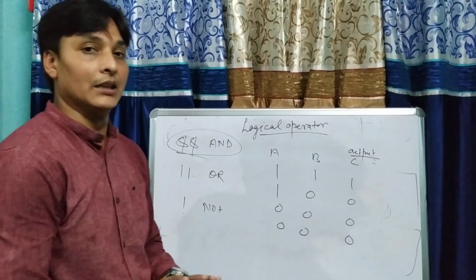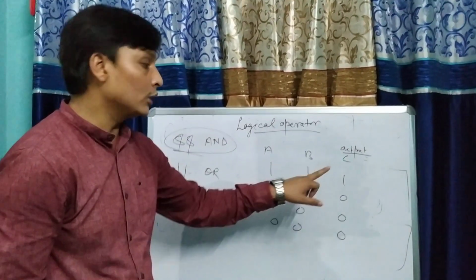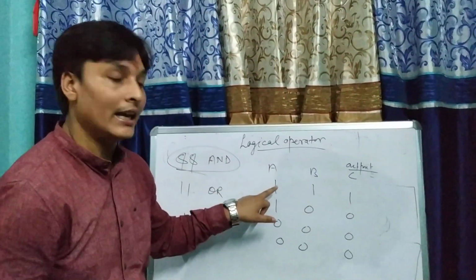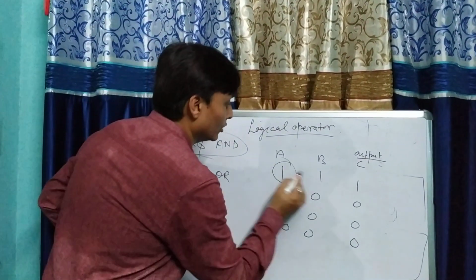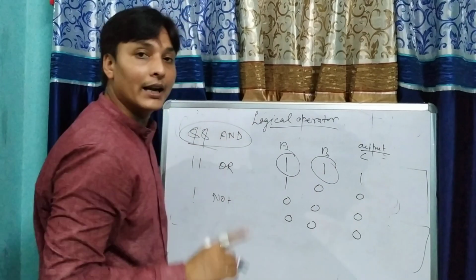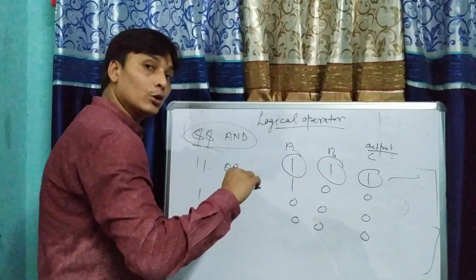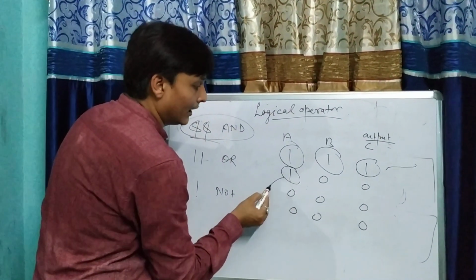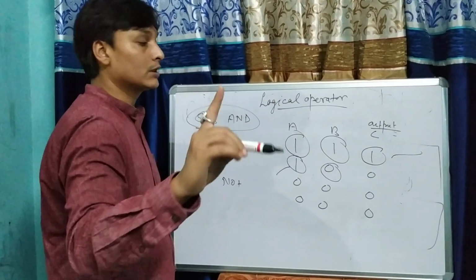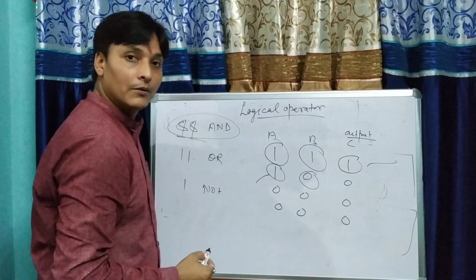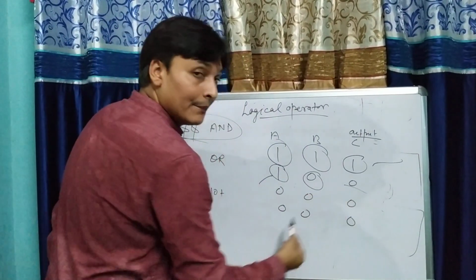In binary terms, we consider the value true as 1. So I have given the value of A as the first input and B as the second input. 1, 1 means both are true, so the output will be 1. But in the case of true and false, the values will be 1 and 0. So what is the meaning of AND? If both conditions are true, meaning 1, 1, the output will be 1. But if any one input is 0, then the output will be 0.